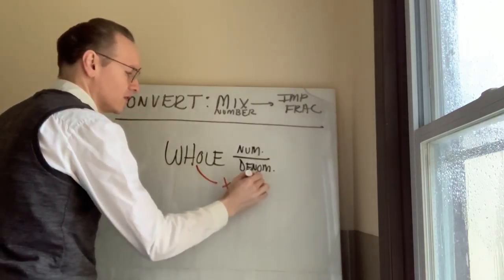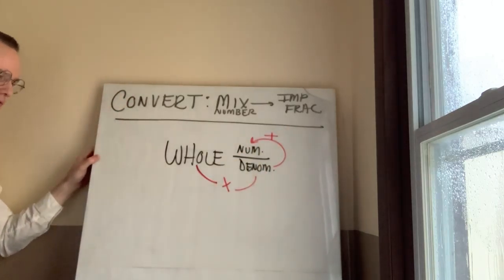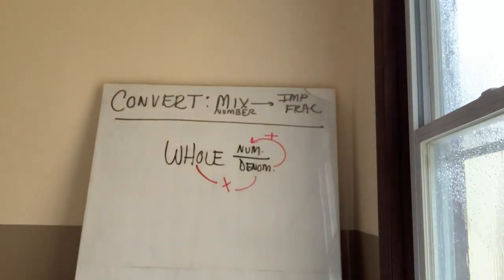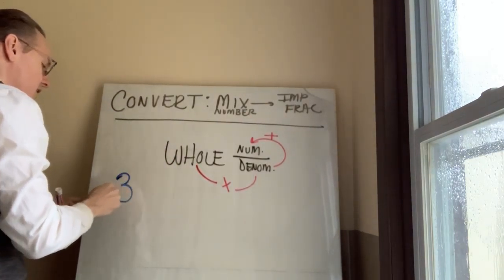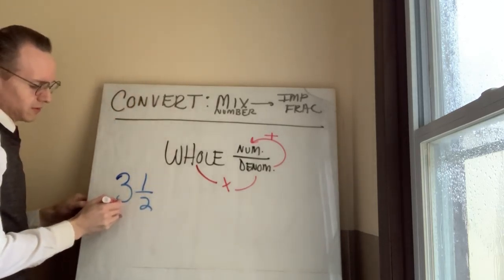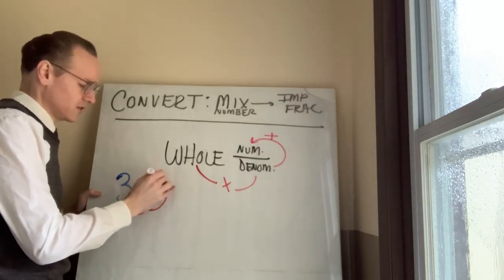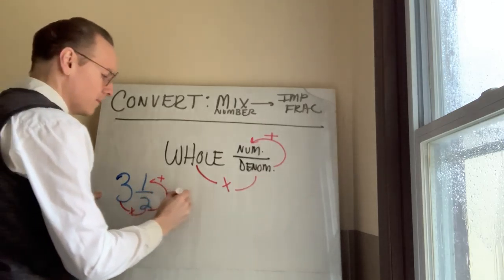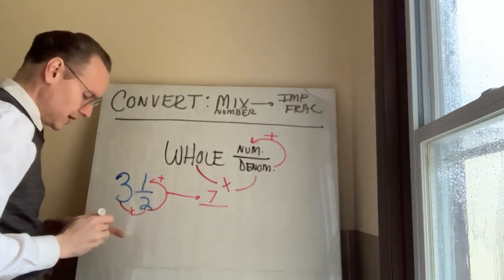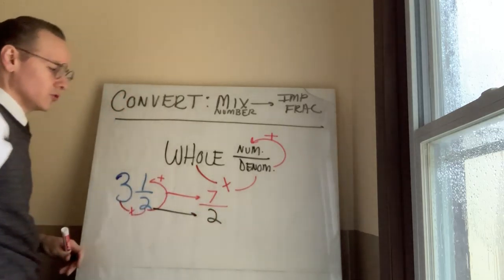This times this added to this. So for example, if you had from before, three and a half. If you did 3 times 2, you would get 6, right? And if you added 6 to the top, this produces 7, right? And then you keep the same denominator. 7/2 would be your answer.